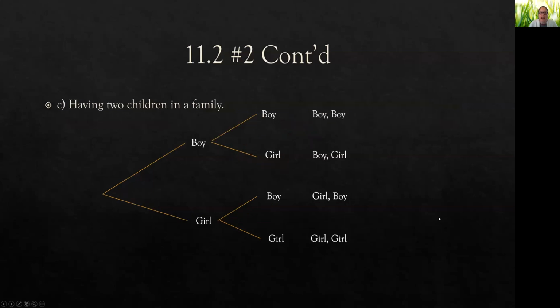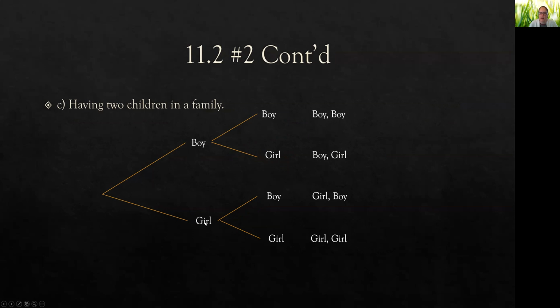Part C, having 2 children in a family. Well, either the first child is a boy or the first child is a girl. And if the first child is a boy, the second child is either a boy or a girl. So that gives me 2 outcomes, having a boy and a boy, or a boy first and then a girl.